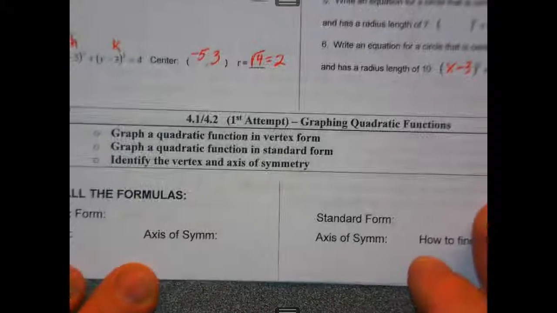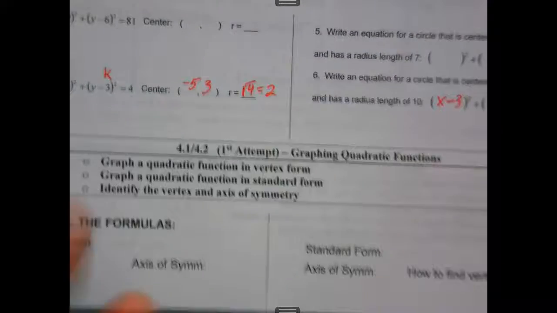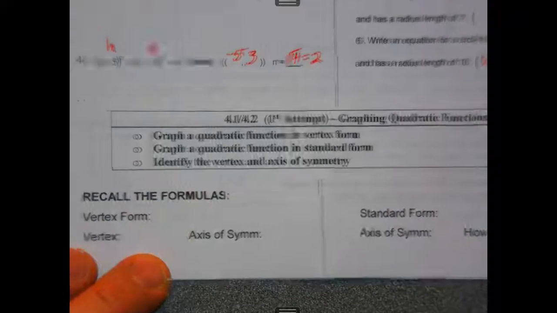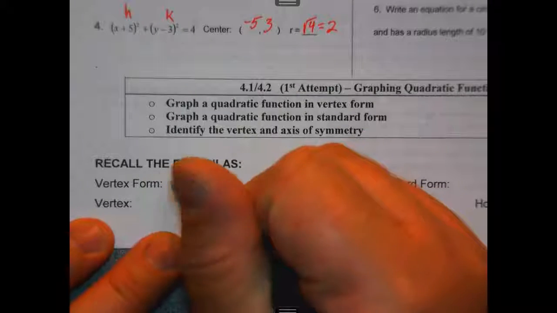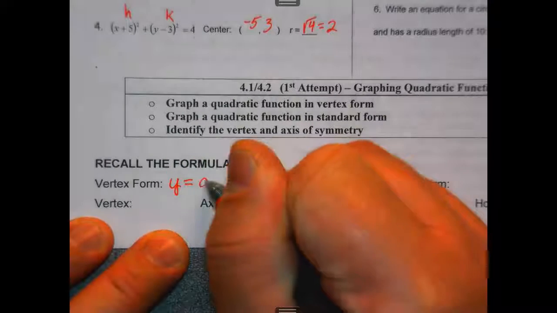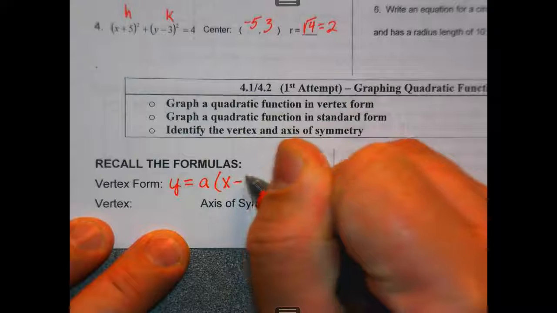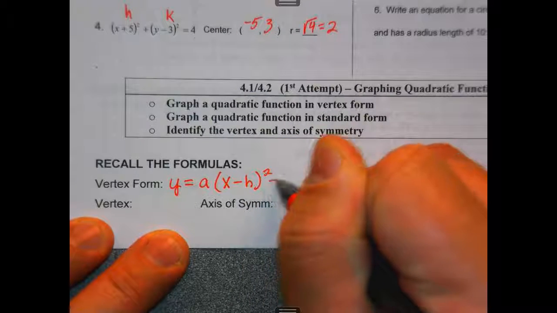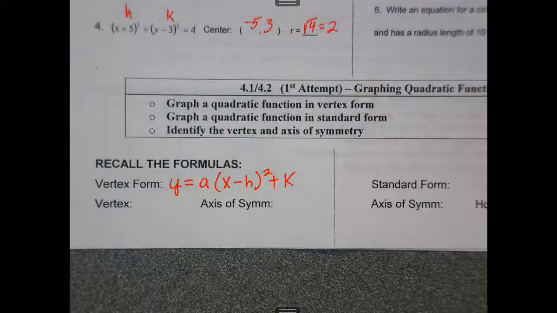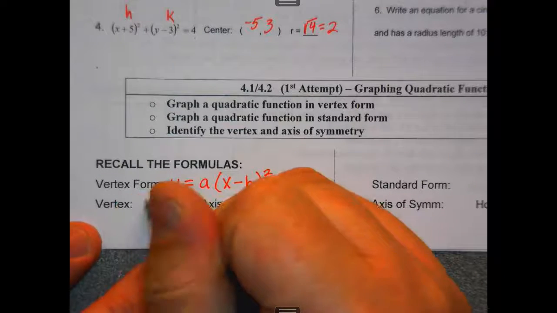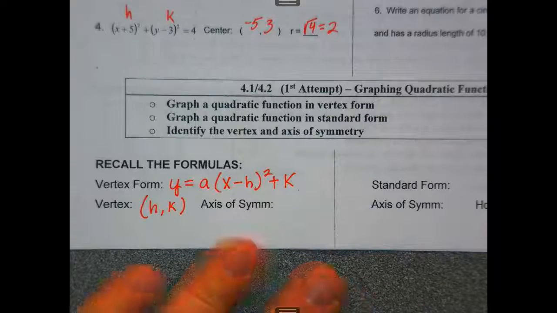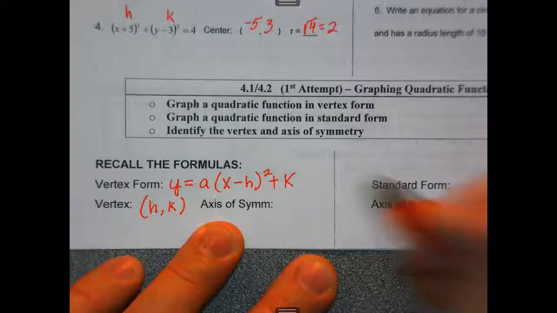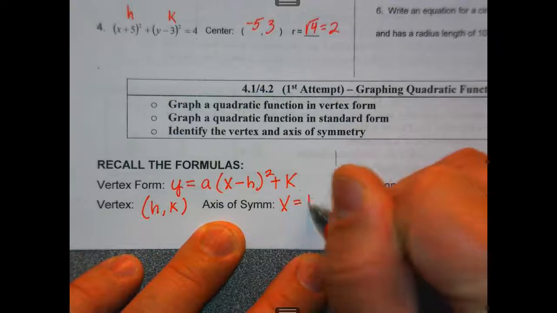All right. Formulas, you guys have to, I don't remember. I was just making the quiz, and I can't remember if I put the formulas on or not. Vertex form, quadratics: y equals a times (x minus h) squared plus k. Vertex, this is easy, (h, k). Axis of symmetry, x equals h.